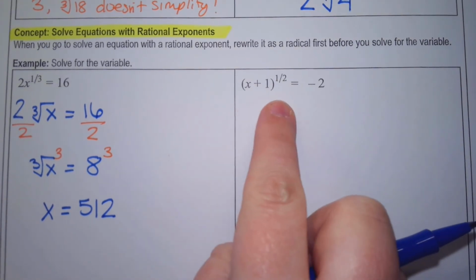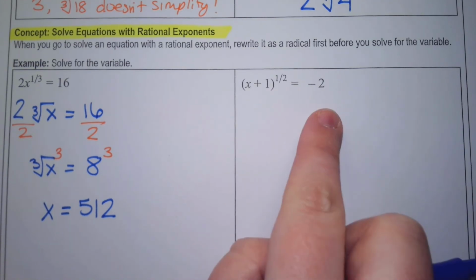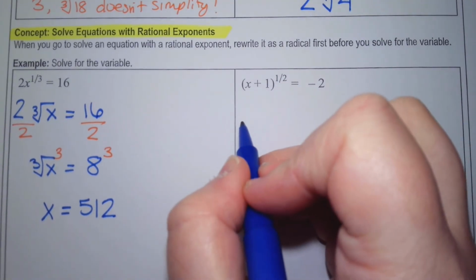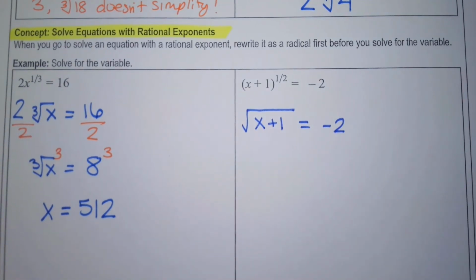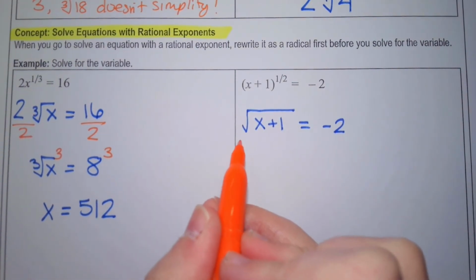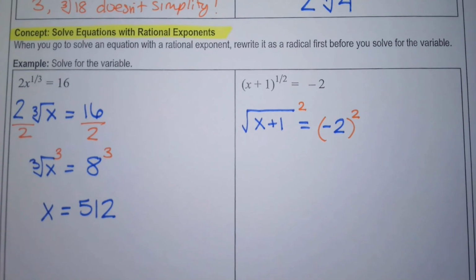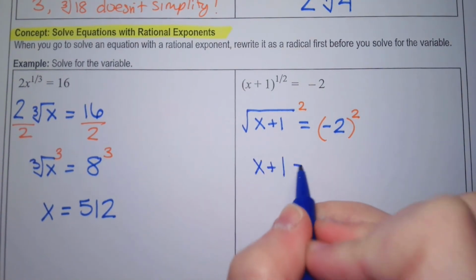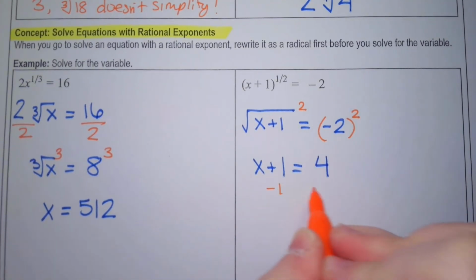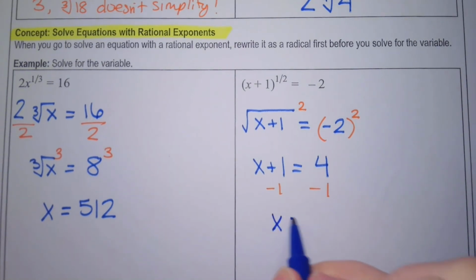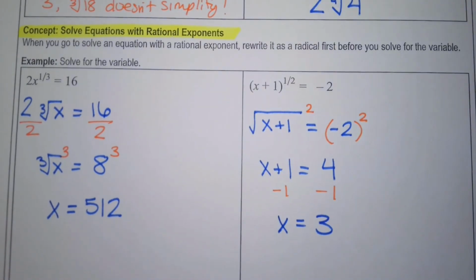This one we do have parentheses, so x plus 1 is all to the 1/2 equal to -2. So we're going to turn this 1/2 into the square root of x plus 1 is equal to -2. So here's what I was talking about. To undo a square root, we square both sides. Then we're left with x plus 1. And then negative 2 squared is positive 4. Subtract 1 from both sides, and we get x is equal to 3. And there we go, Lesson 8 on rational exponents.